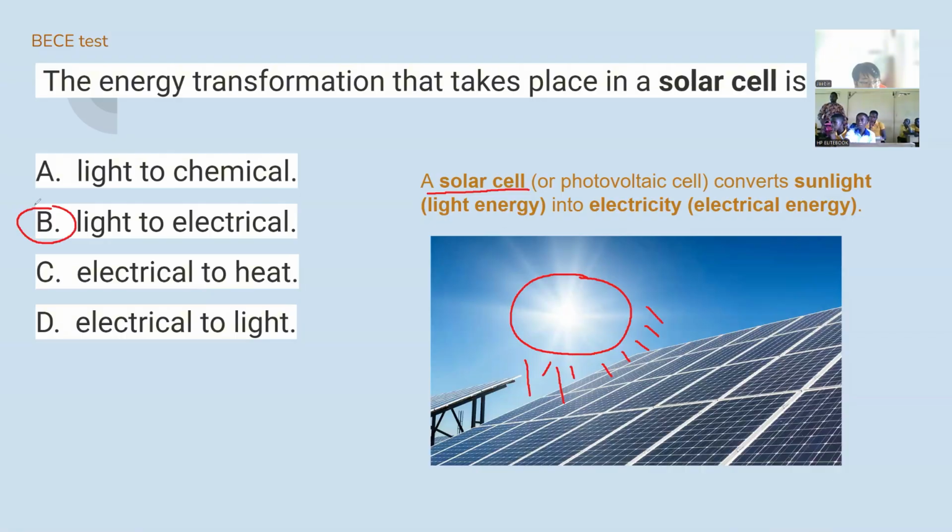Yes, I heard B, and that's correct. Because the energy from the sun comes as light energy. So a solar cell takes sunlight as light energy and converts it to electricity, or electrical energy. So that was the solar cell. You just need to know what a solar cell is. It's something that looks like this that converts light to electrical. That is a solar cell.